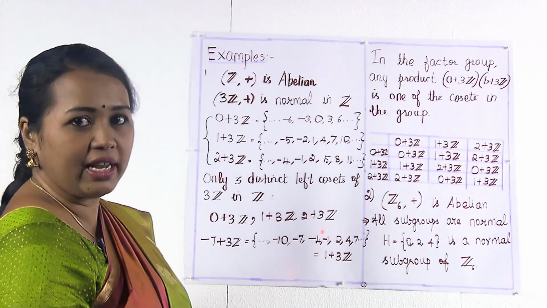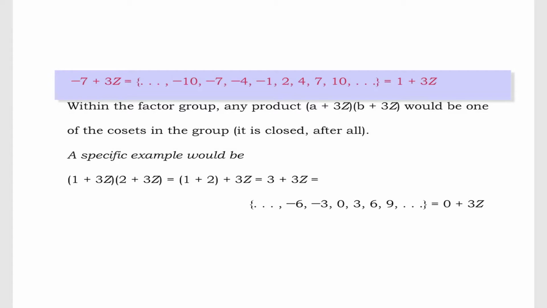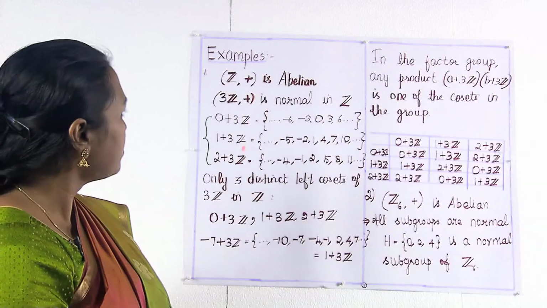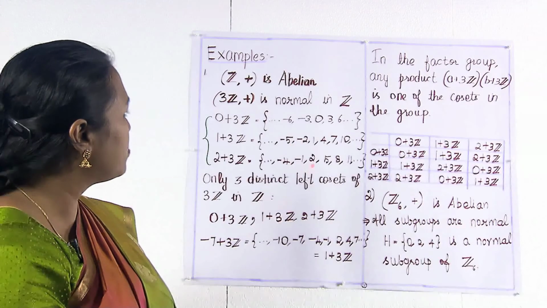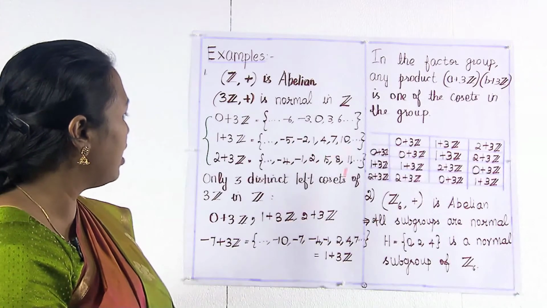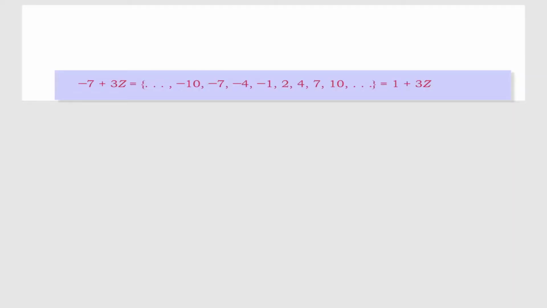Let's check whether there are any other cosets other than these 3 cosets. Let's check for -7 + 3Z. Clearly, we can see that it is the set ..., -10, -7, -4, -1, 2, 4, 7, etc., which is similar to 1 + 3Z. Therefore, -7 + 3Z is the same as 1 + 3Z.